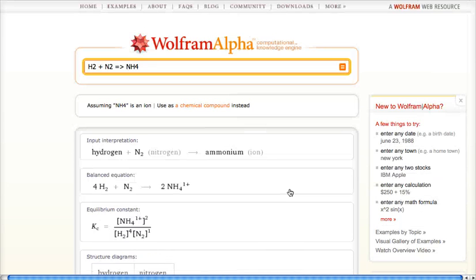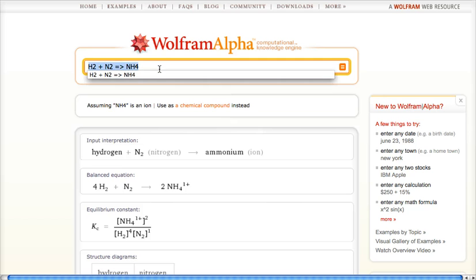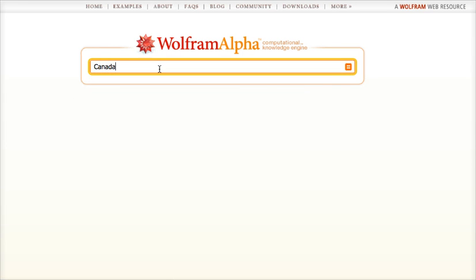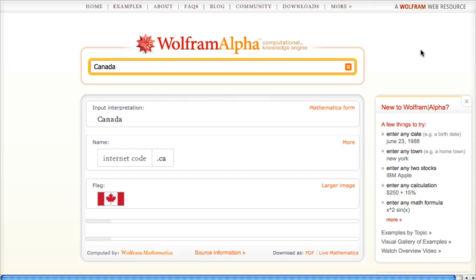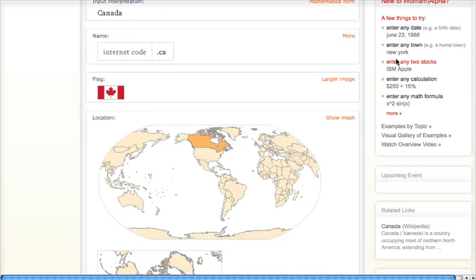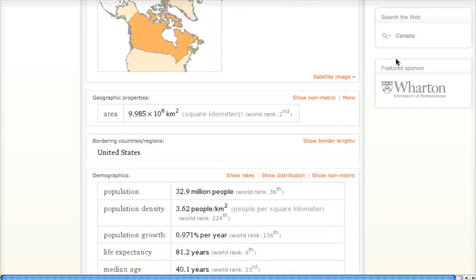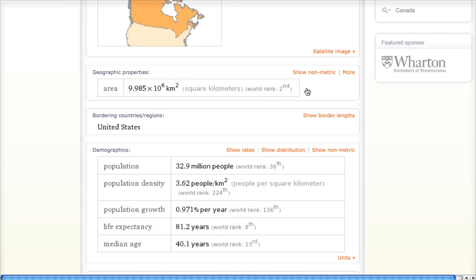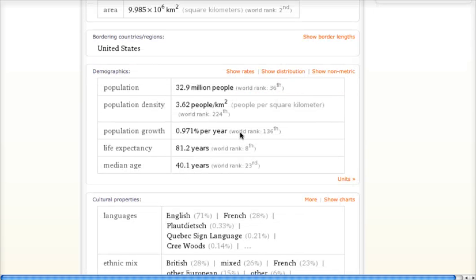What about social studies teachers? Because this is for more than just math. Well, I'm in Canada, so let's take a look at what Wolfram Alpha has to say about Canada. It gives you a whole whack of information about the country, maps, geographic properties. Now, it knows that I'm in Canada, so it's showing me the metric values here, so I can see the non-metric. If you're in the States, it would give you the imperial, and then it would say show metric, and you go back and forth.